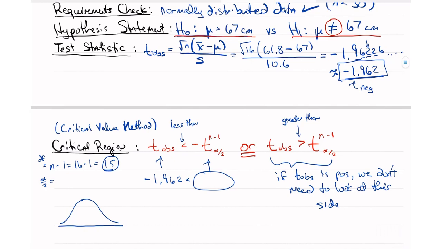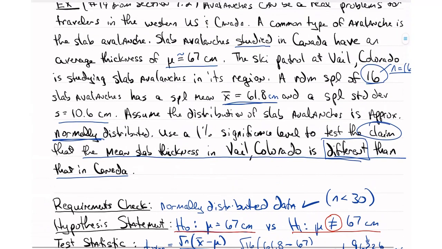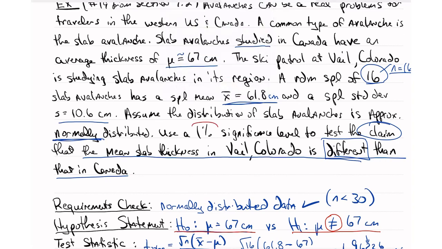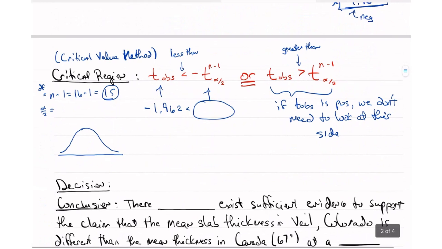So, let me see. Where was that? 1%. Let me change to red. And it says significance level. So alpha equals 0.01. Okay. Go back to blue. Come down here. I've got 0.01 divided by 2 equals 0.005. Okay. So I need to find the t-value for under 0.005 and 15 degrees of freedom.